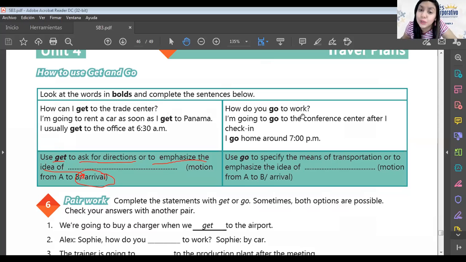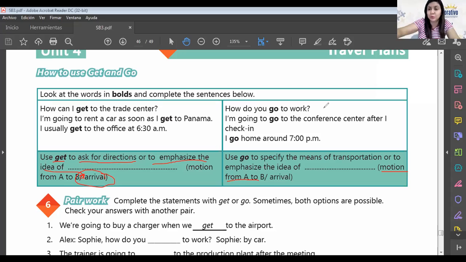How do you go to work? I'm going to go to the conference center after I check in. I go home around 7 p.m. Use go to specify the means of transportation or to emphasize the idea of motion from A to B or arrival. What is the correct? Motion from A to B. The idea of moving from one place to another. Example, how do you go to work? From your house to your work.